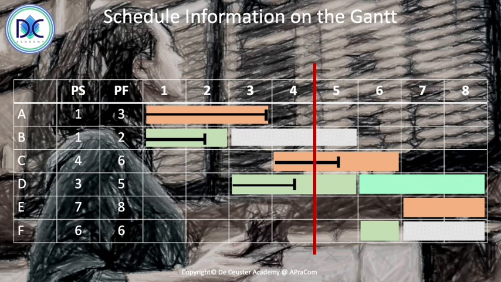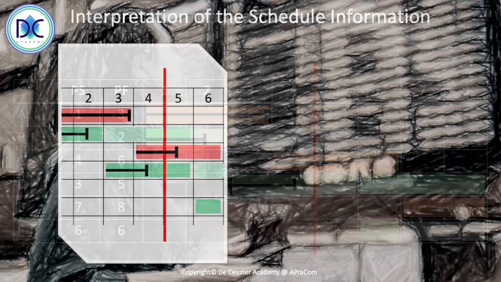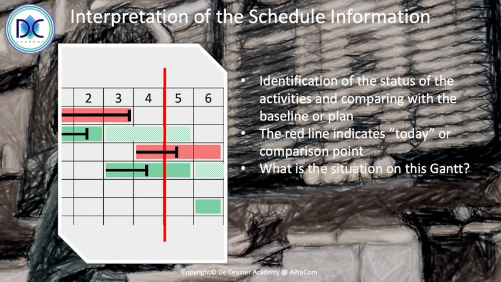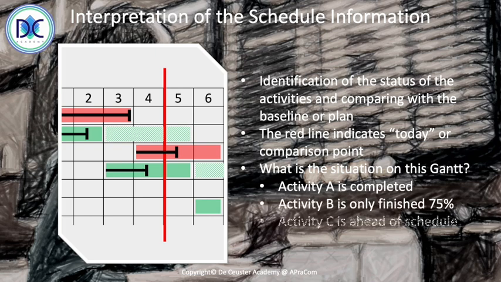Let's have a look at this information here. We look at the status of the activities. We have the same information in a slightly different format, and we compare this with our plan. The red line, like I said, is today, and this is the situation on the Gantt. So first of all, we see that activity A is completed, like I said. B is only finished for 75%. Activity C is ahead of schedule, and that's basically all the information we have.